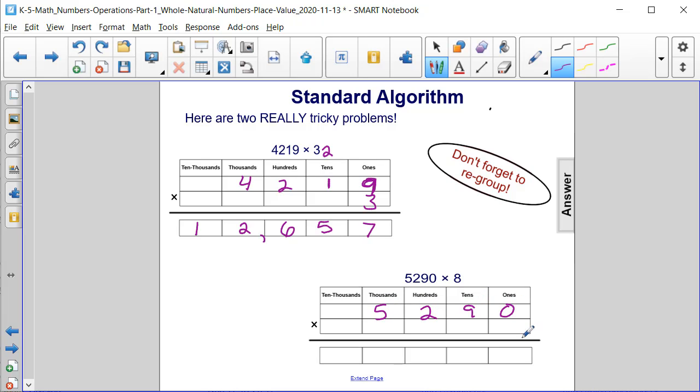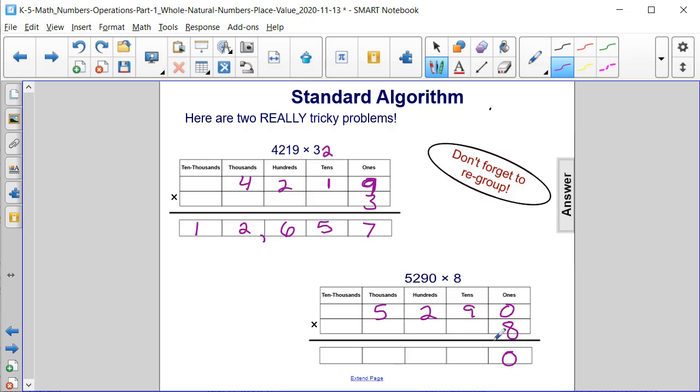Okay, the next question, we have 5,290, and we're multiplying that by 8. So first, let's start by multiplying the numbers in the ones column. 0 times 8 is 0. Easy enough. Now we're doing 90 times 8, which is 720, because 9 times 8 is 72.